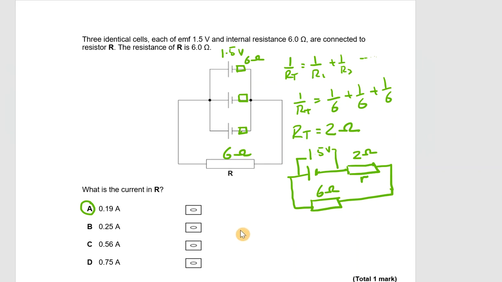So we know that current is equal to potential difference over total resistance. So the potential difference is the EMF in this case, 1.5 volts, and the total resistance is 6 plus 2 ohms, which is 8 ohms. Put that into my calculator and I'll get an answer of 0.19 amps. Answer A.